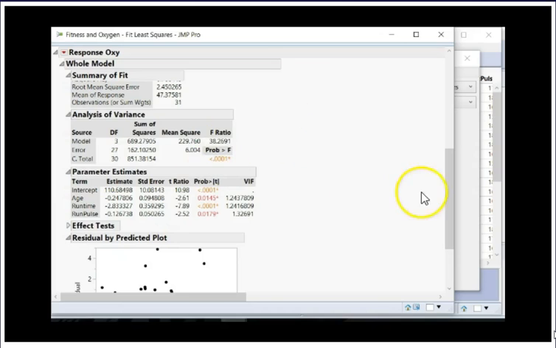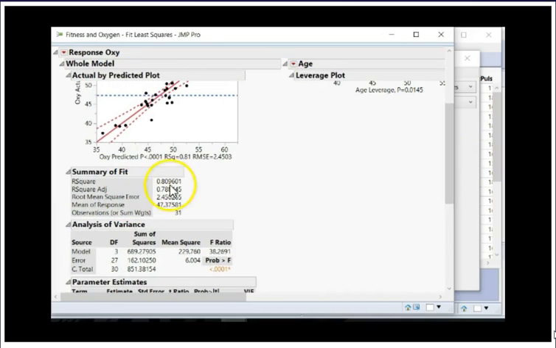I have a significant overall model. This model is accounting for about 80% of the total variability in oxygen used. My root mean square error is a 2.4, which is a really small proportion of the mean response. So the error is actually pretty low. I'm actually doing a very nice job predicting here.